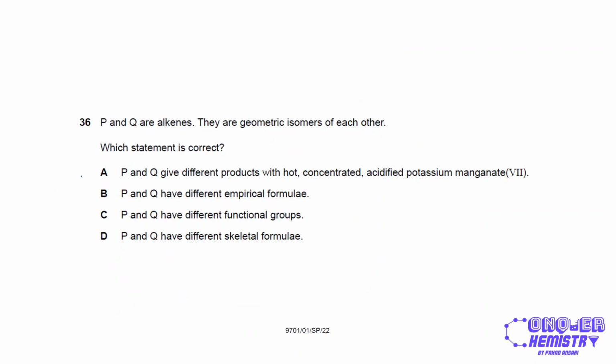So P and Q are alkenes, they're geometric isomers of each other. Which statement is correct? P and Q give different products with hot concentrated acidified potassium manganate(VII). Nope. Alkenes which are geometric isomers of each other will have the same chemical reactions. They will also have the same empirical formulae, and they will have the same functional groups. The only thing that will be different is the skeletal formula, because that shows the arrangement of the groups bonded to the carbon atoms in the double bond, which thus shows geometric isomerism.